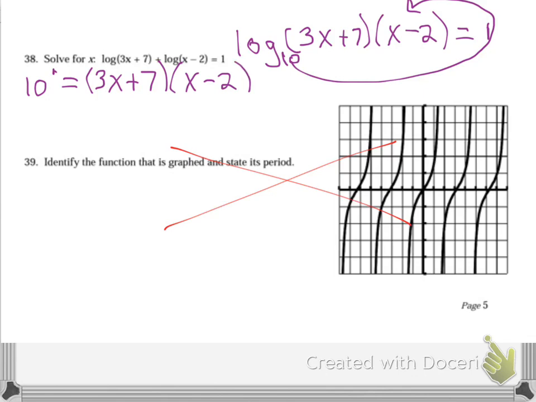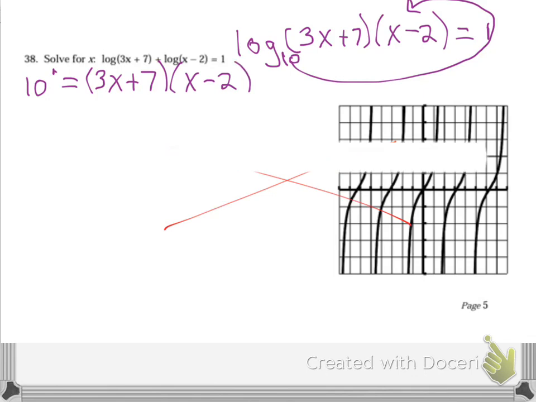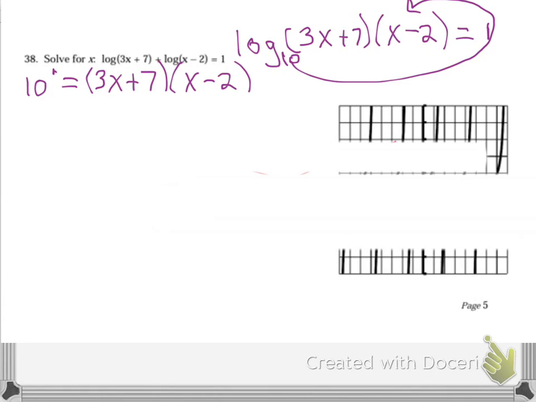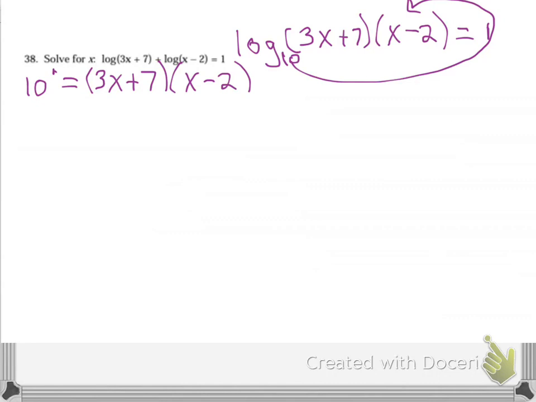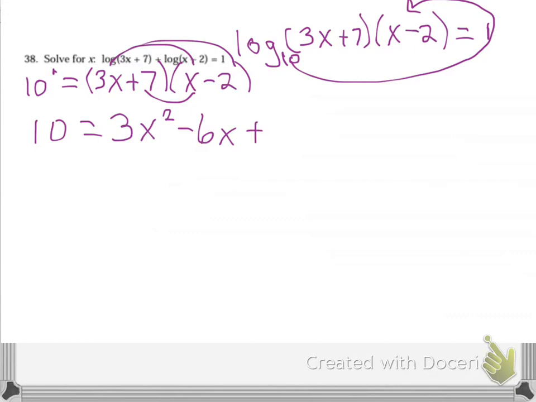I'm going to go ahead and erase 39 because, again, we haven't learned that, and leave room for us to work. So 10 to the first power is simply 10. And I'm going to FOIL or double distribute: 3x times x is 3x squared. 3x times negative 2 is negative 6x. 7 times x is a positive 7x. And 7 times negative 2 is negative 14.